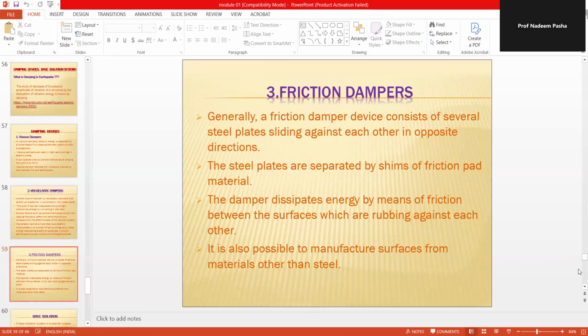Friction dampers. How will you define friction dampers? Generally, a friction damper device consists of several steel plates sliding against each other in opposite directions. The steel plates are separated by shims of friction pad material. The damper dissipates energy by means of friction between the surfaces which are rubbing against each other. It is also possible to manufacture surfaces from materials other than steel.